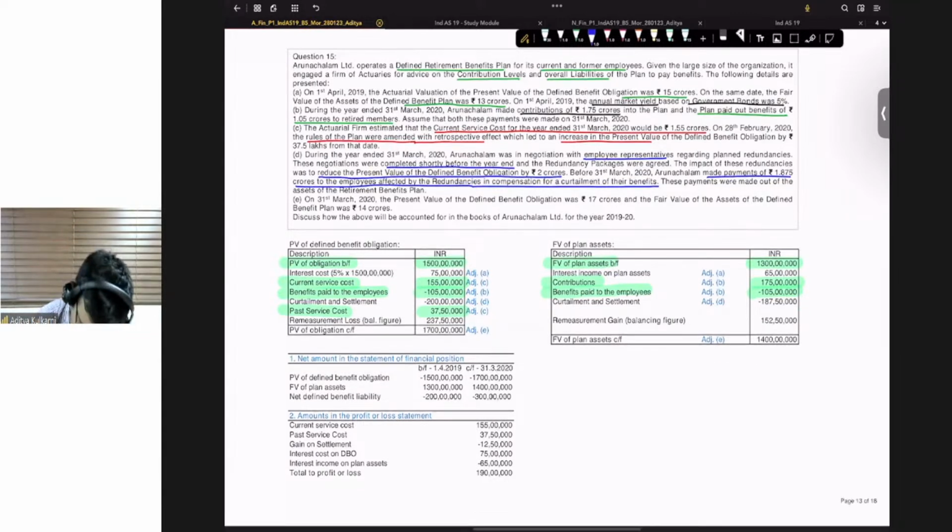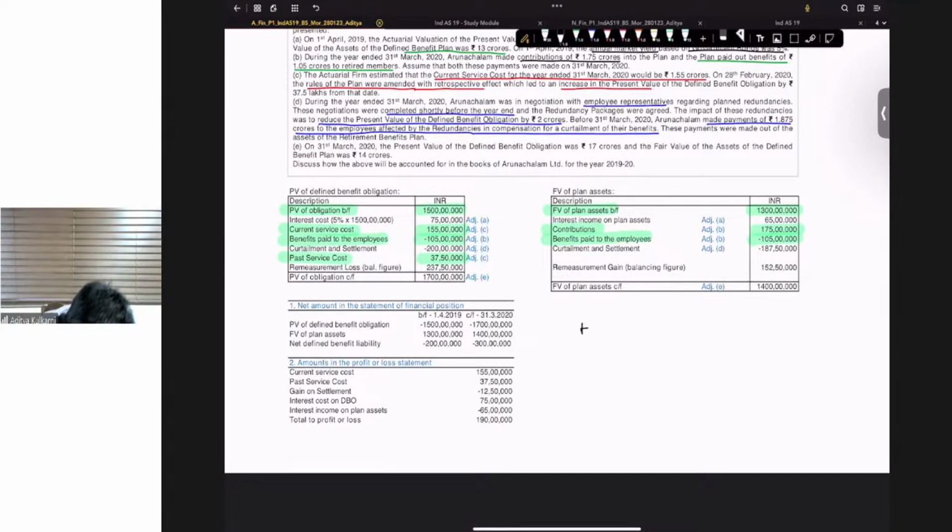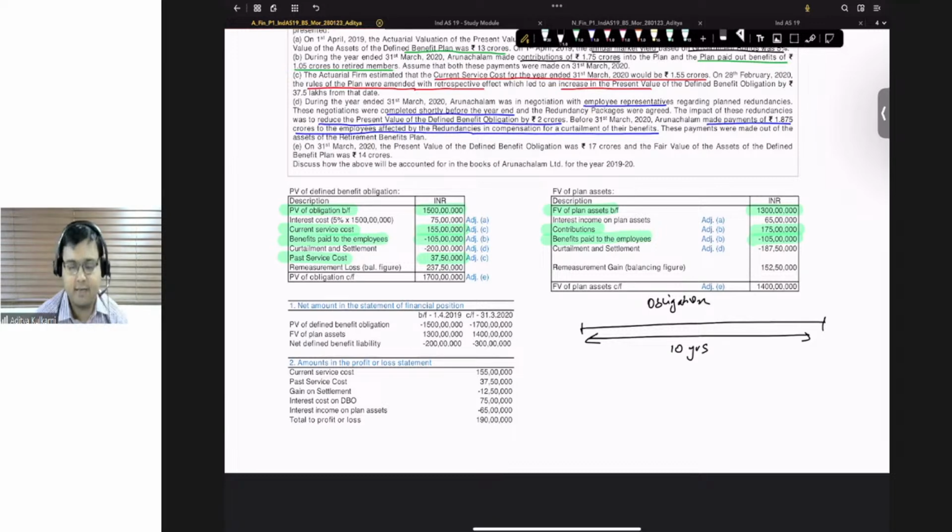Now see, my obligation, I'm just giving an example. My obligation is accounted assuming my employees will stay for the next 10 years. But suddenly in the 7th year itself, I am removing those employees. If I remove those employees, do I have to pay them their obligation? Definitely you have to. Will you pay them the entire obligation? Answer is no. But this obligation you would have initially booked for the entire 10-year period.